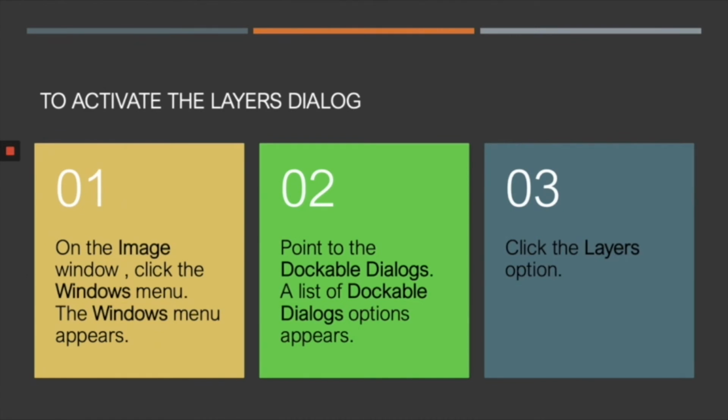To activate the layers dialog, these are the steps required. On the image window, click the Windows menu. The Windows menu appears. Point to dockable dialogs. A list of dockable dialog options appears. Click the layers option. You have to first open the image window, then click on the Windows menu, point to dockable dialogs, and from the options click on the layers option.